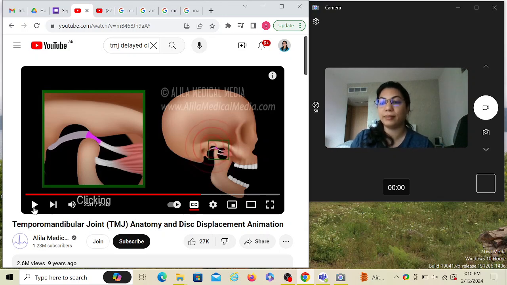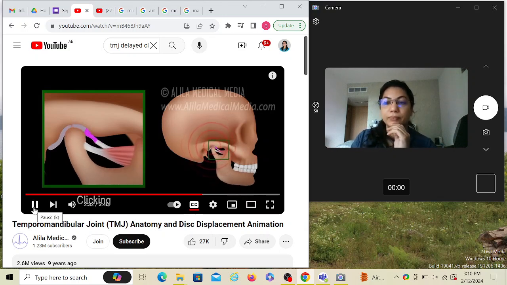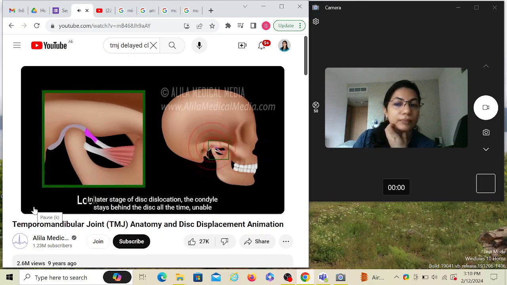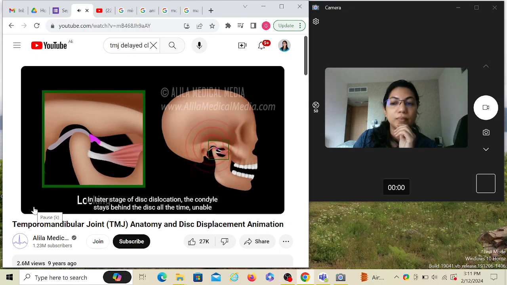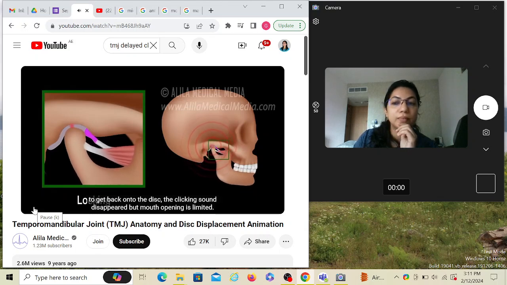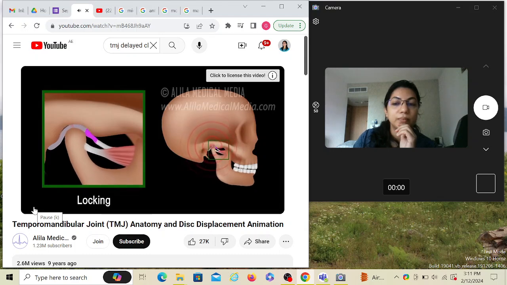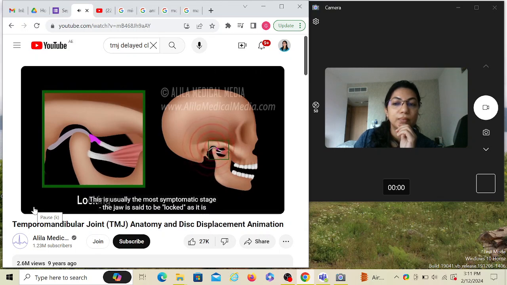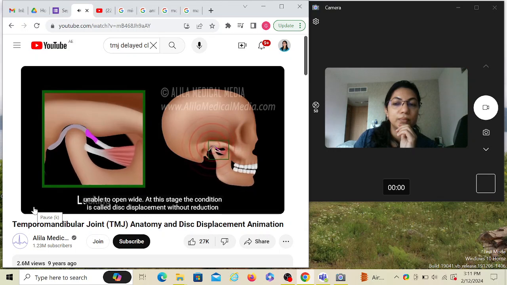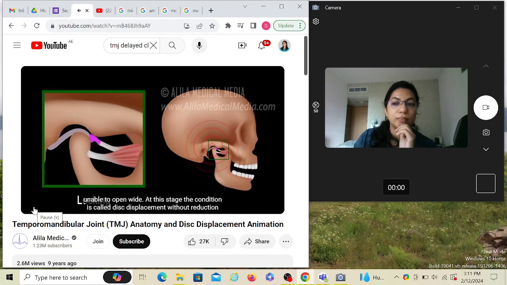Now let's go back. In later stages of disc dislocation, the condyle stays behind the disc all the time, unable to get back onto the disc. The clicking sound disappears, but mouth opening is limited. This is usually the most symptomatic stage. The jaw is said to be locked as it is unable to open wide. At this stage, the condition is called disc displacement without reduction.